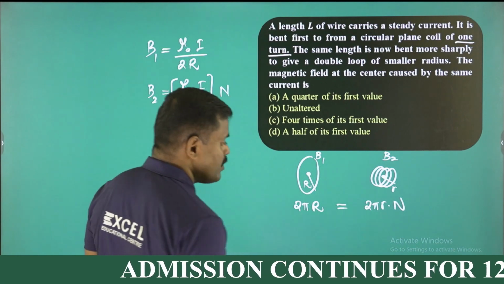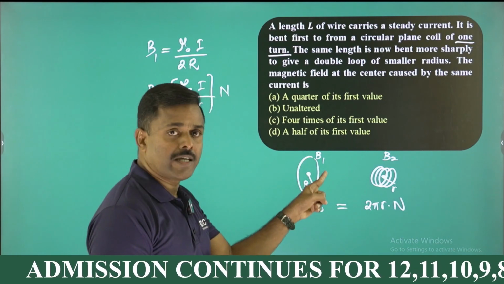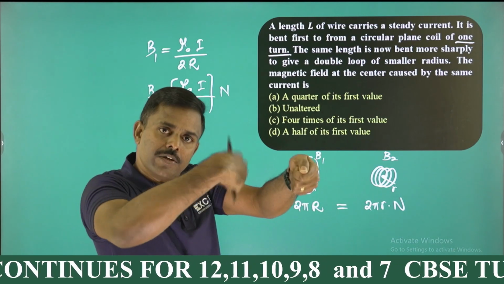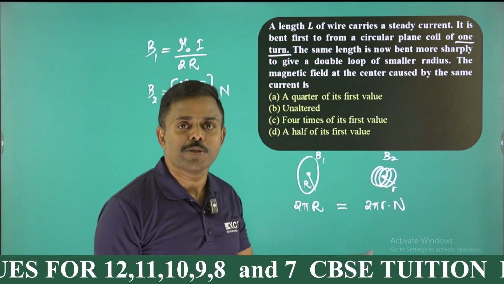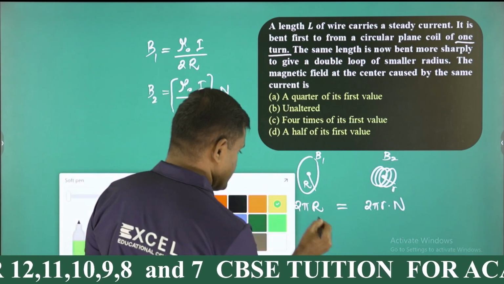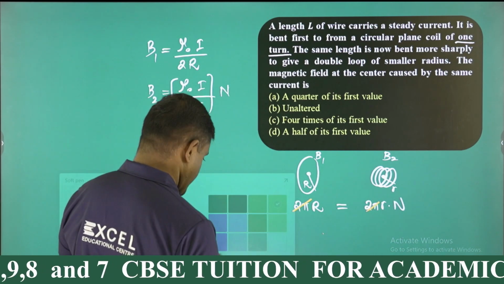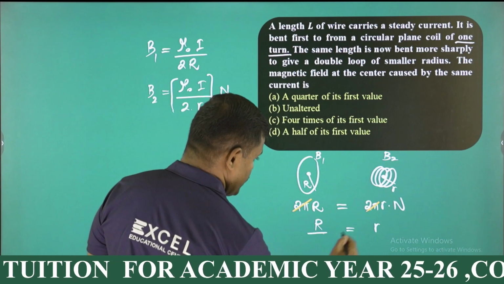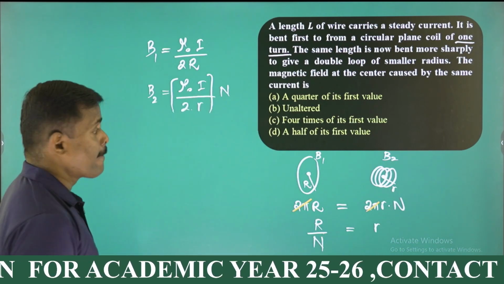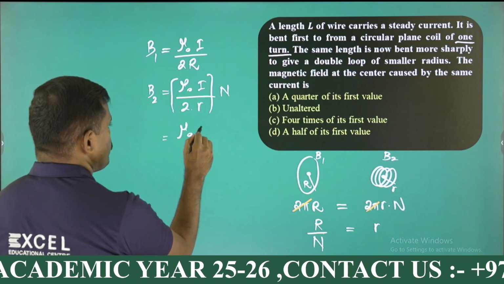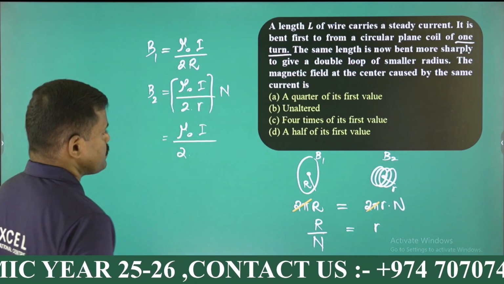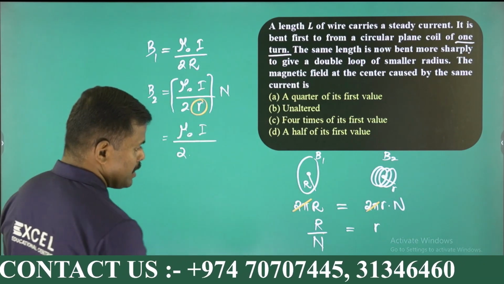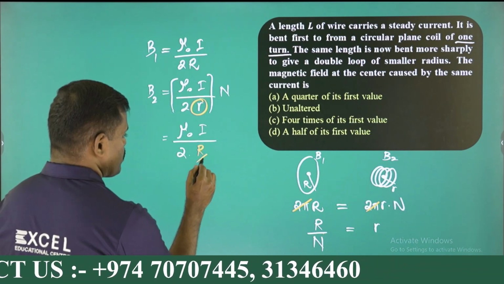So these are equal. Why? Because they are made with the same wire. This wire is cut open and you wound it into smaller turns, so basically those lengths are the same. So let us cancel the 2 pi with the 2 pi. And what do you get for small letter r now? Capital R by n, which goes to the denominator. I can put it here: mu 0 I by 2 into, in place of small letter r, I am writing R by n.